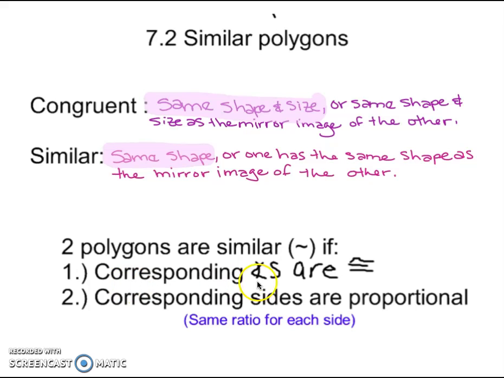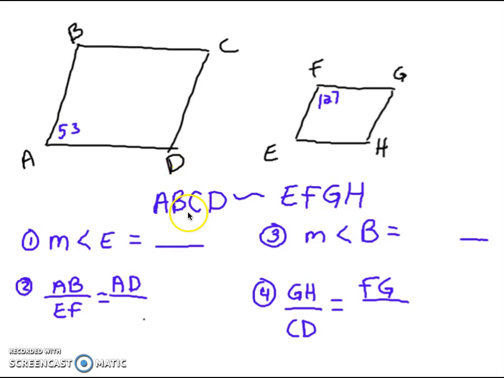Okay, so we know that two polygons are similar, and this is the symbol for similar, if corresponding angles are congruent, and also if corresponding sides are proportional, which means that they have the same ratio for each side. So in this first example, we can see that in these figures, it's saying that ABCD is similar to EFGH. So we should be able to answer these following questions from that.